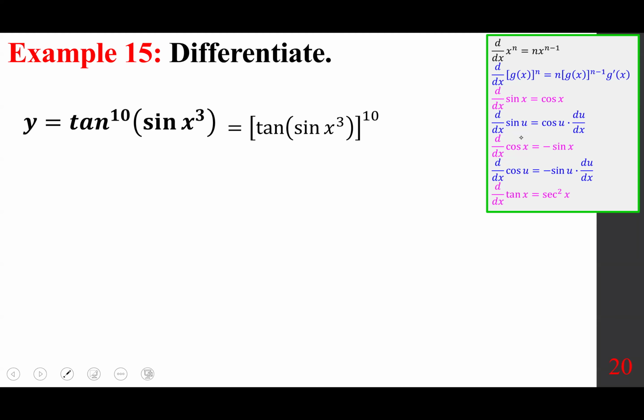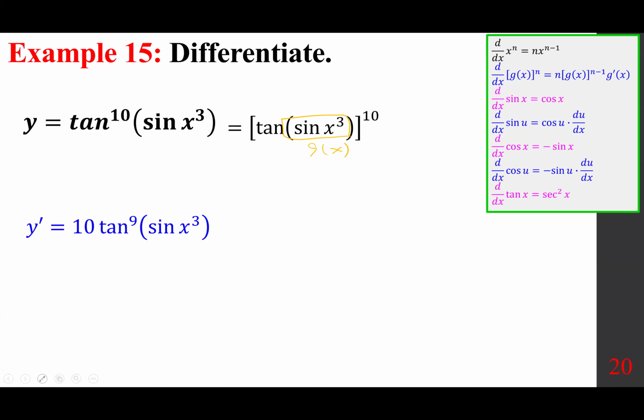So 10 sits in front. Tan to the power. Never mind this. In fact, you can change it to anything you want. Just change this to anything you want. G of x. Okay. So you have 10 tan of g of x to the power of 9. This is g of x or sine of x cubed. Times the derivative of the inside. Now, times the derivative of the tangent of sine.